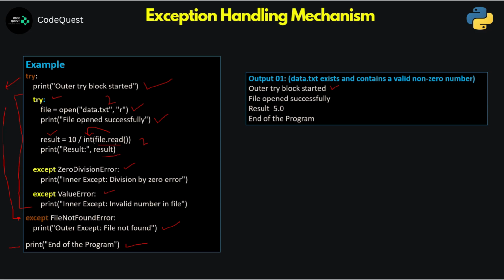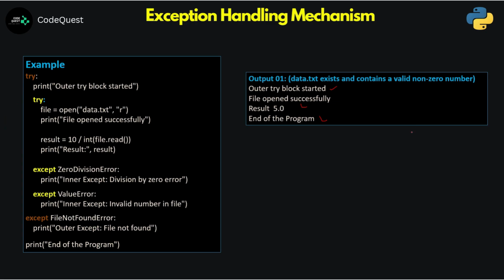So what we have seen so far, neither in the outer try block nor in the inner try block is any exception found. As a result, the except blocks that we have designed for inner as well as outer are not going to do any job. As a result, the last statement, end of the program, is what we are going to get here.